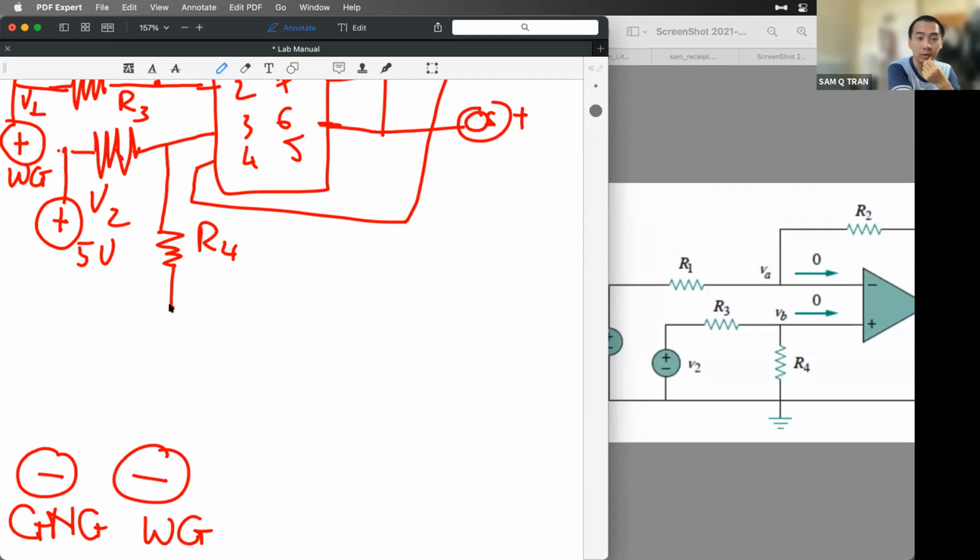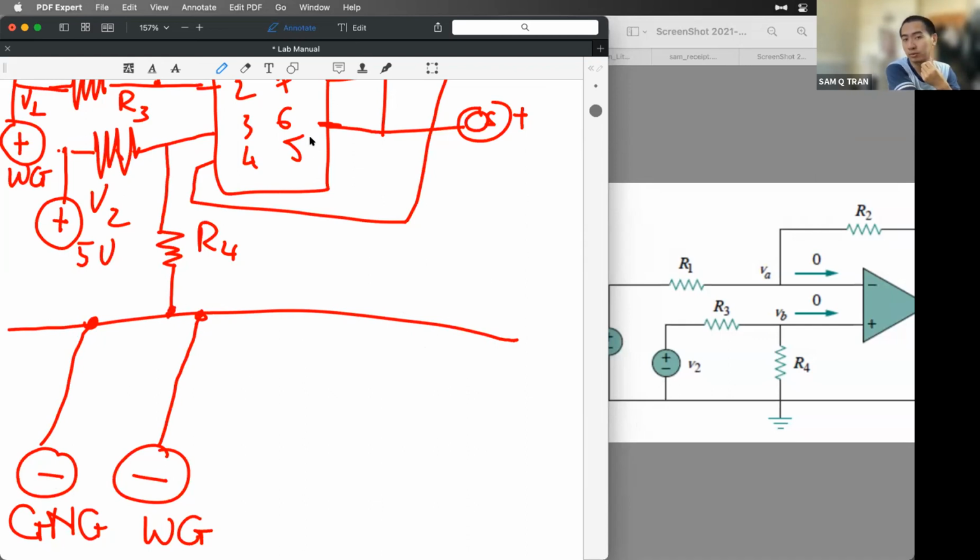And then we will show this one single line I'm representing for the ground, and we will connect this guy to this line and this guy to this line. Let me check. So we have the ground for the 5 volt, and we have the ground for the wave generator, all connected to the same ground. And we also need to connect the ground of the oscilloscope. So this one is the ground for the oscilloscope.